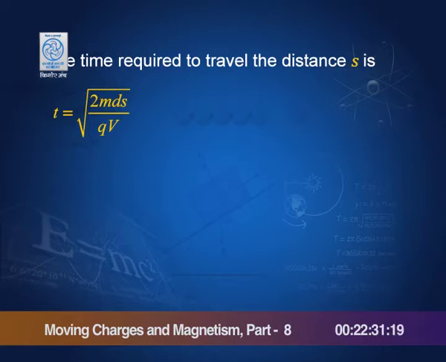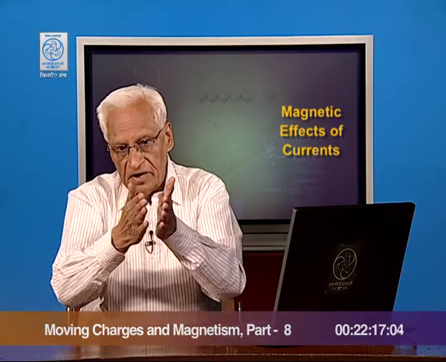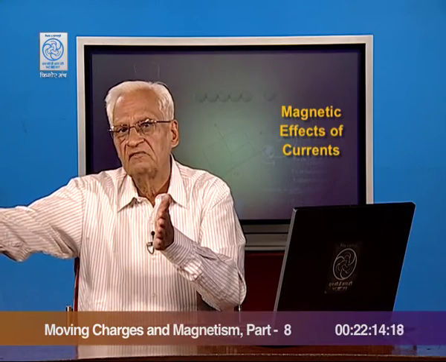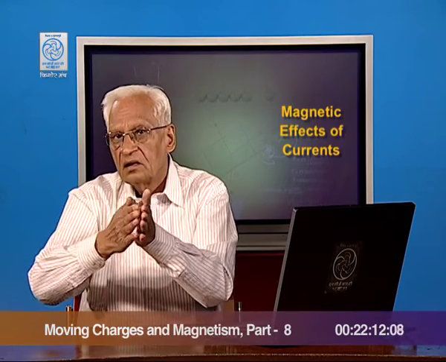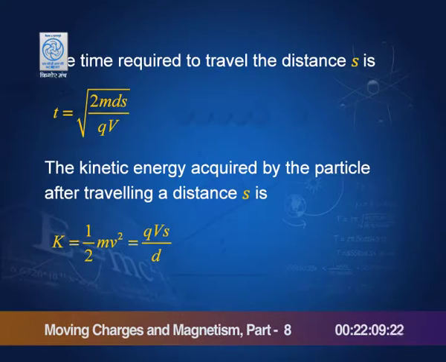The time required to travel the distance s is, from this equation we have got t square here. So, you can get t equal to under root of mds divided by qV. And the kinetic energy, once the particle has travelled through a potential V, then the work done is qV, and therefore, the kinetic energy is half m v squared, which is qV, the distance travelled is s, and V by d is the field. Therefore, the kinetic energy is qVs by d.